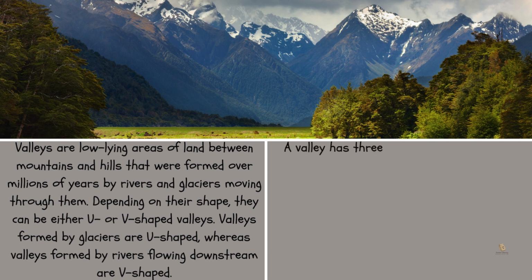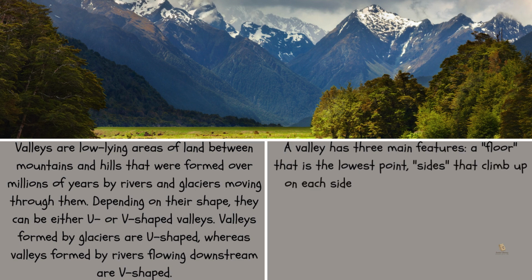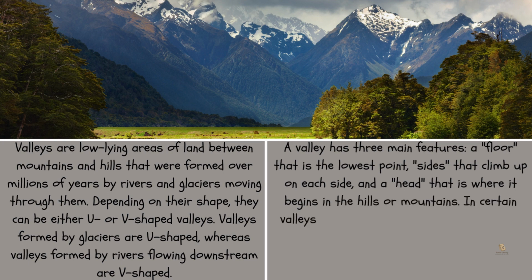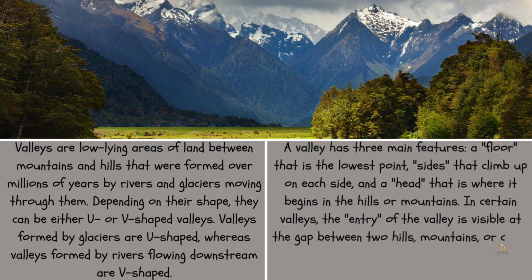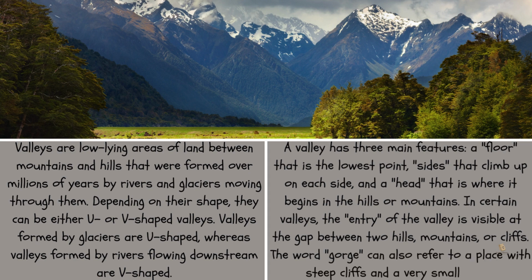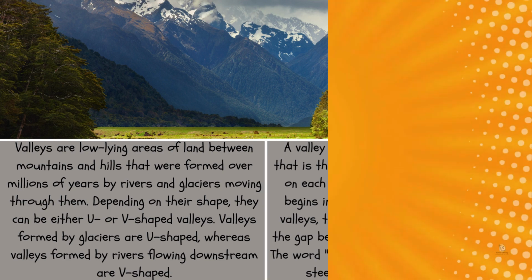A valley has three main features: a floor, that is the lowest point, sides, that climb up on each side, and a head, that is where it begins in the hills or mountains. In certain valleys, the entry of the valley is visible at the gap between two hills, mountains, or cliffs. The word gorge can also refer to a place with steep cliffs and a very small valley.